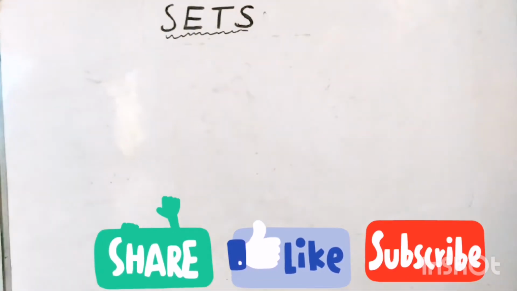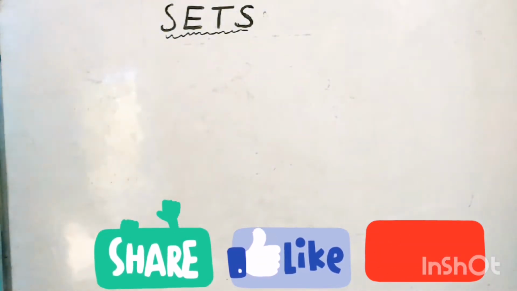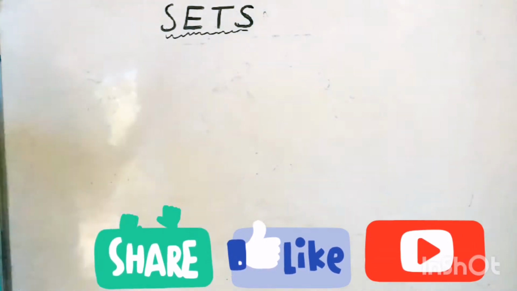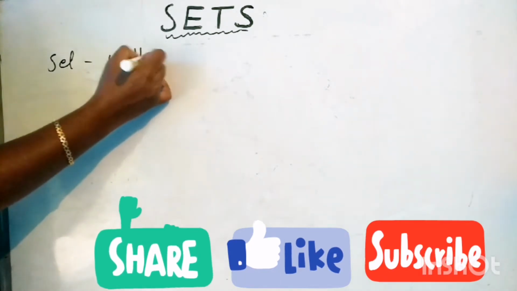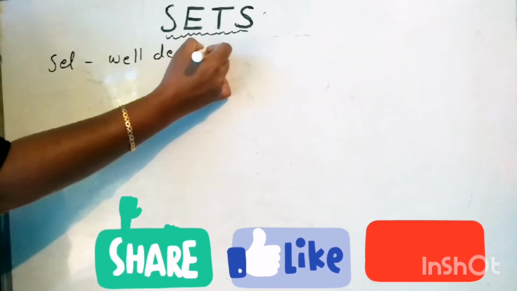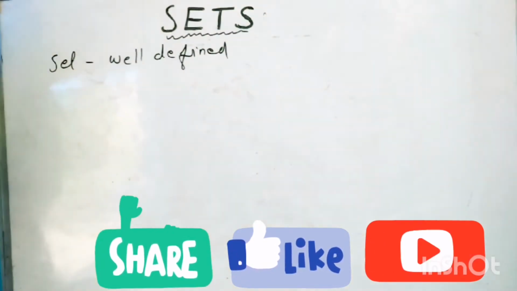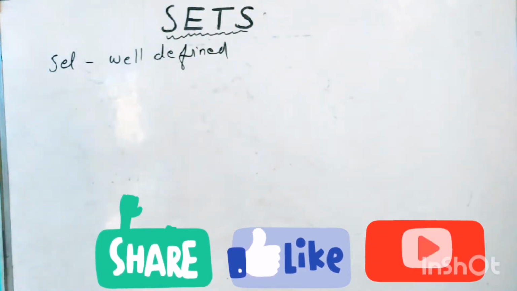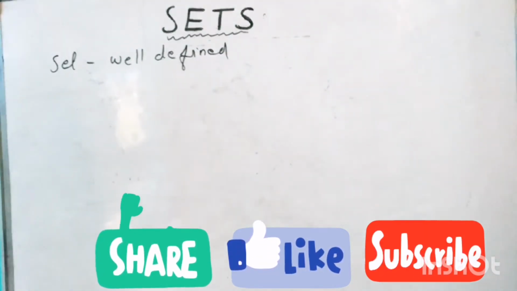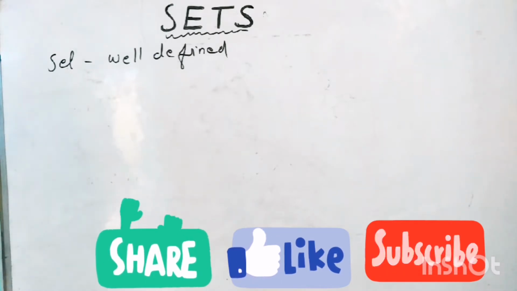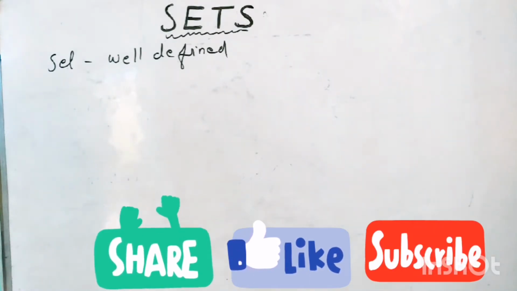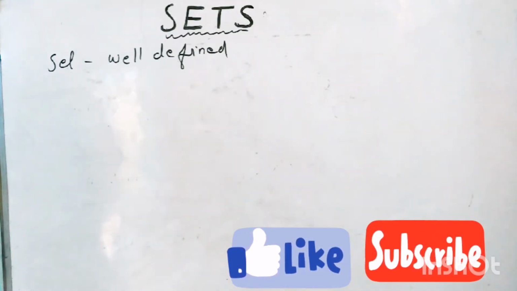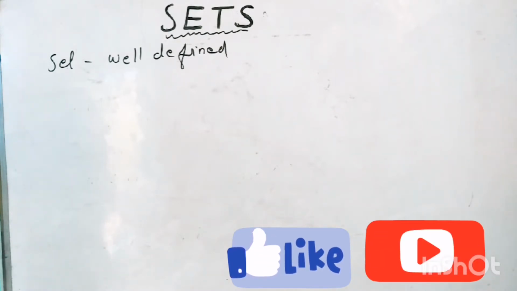Then what is this set? A set is a well-defined collection of objects. Well-defined means it is possible for us to say whether an element belongs to that set or not without any doubt. That is the meaning of well-defined.